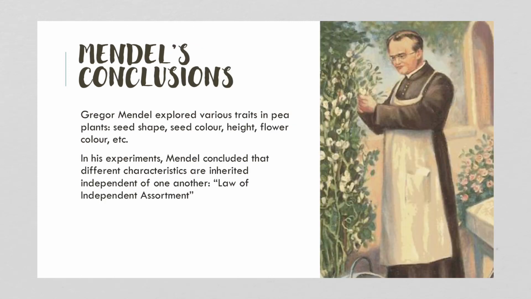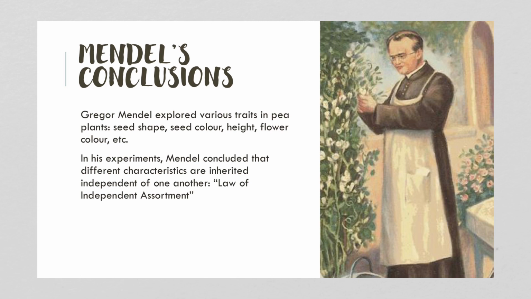Gregor Mendel explored various traits in pea plants. He looked at their seed shape, whether they were smooth or wrinkly. He looked at seed color. Seeds can be green or yellow. He looked at the height of a plant. He looked at flower color, and so on.